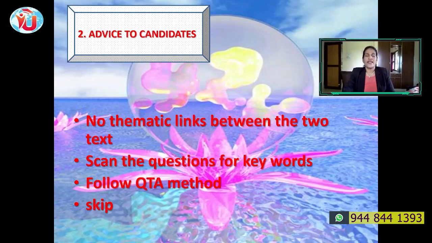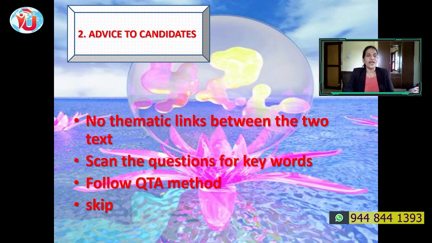And the second tip is advice to candidates. Remember this. If you are not aware of what it contains, then you are going to mess up everything. So the advice to candidates is no thematic links between the two texts. You know, when we worked out Part A, from all the questions 1 to 20, there was a link between each paragraph. If you had seen text 1, text 2, text 3, text 4, there was a link there. But in Part C reading, you do not have a link.